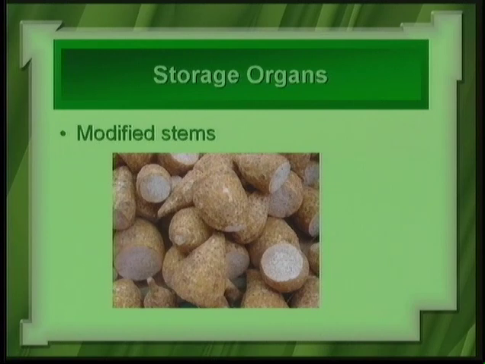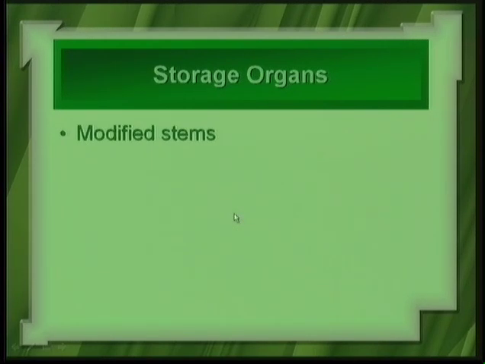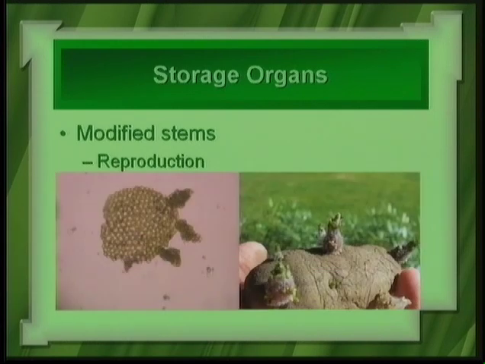Now, we also have modified stems. We were just talking about storage roots, and now we're looking at modified stems. Here is an image you folks have seen several times already, and this is a modified stem of a kalo plant, or taro. Remember that this is called a corm. So modified stems can function in reproduction as well.